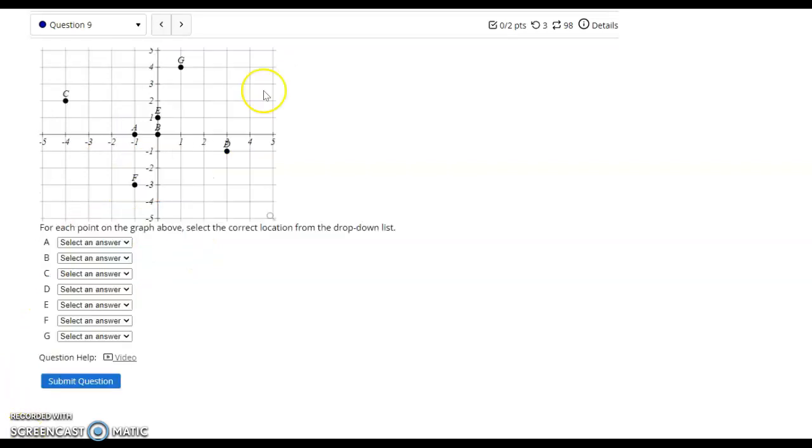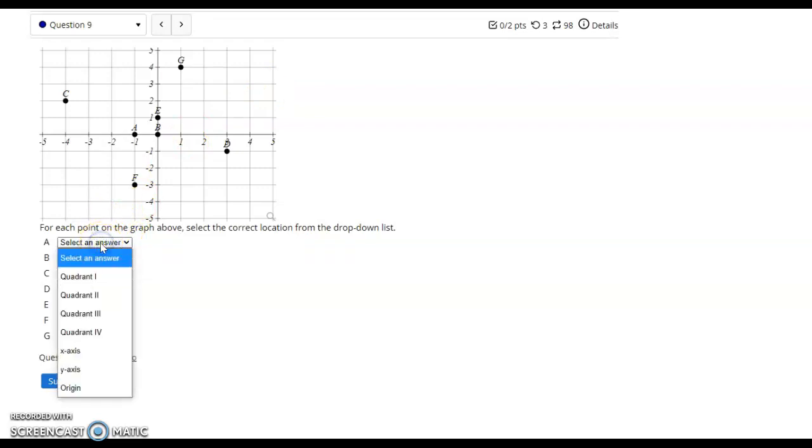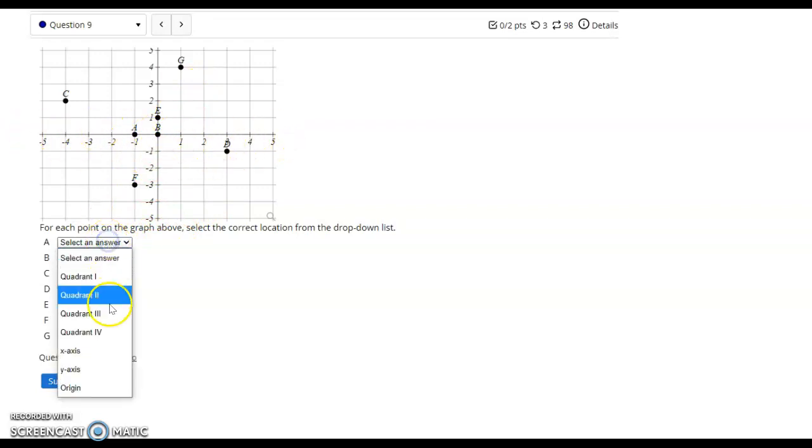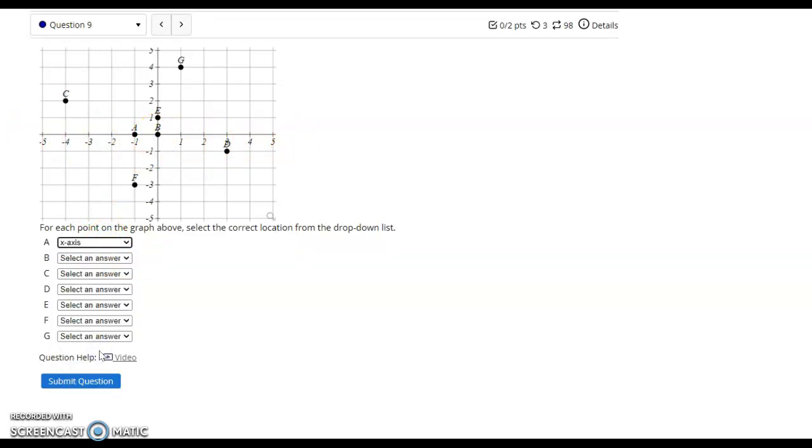Okay, for the last one we want to look at, we're looking at the location. So we're looking at quadrants, or x-axis, y-axis, and origin. So if you remember, quadrant 1 is in the top right corner, quadrant 2 is in the top left corner, quadrant 3 is bottom left, quadrant 4 is bottom right. So A is going to be right on the x-axis. So we'll just select x-axis for A.